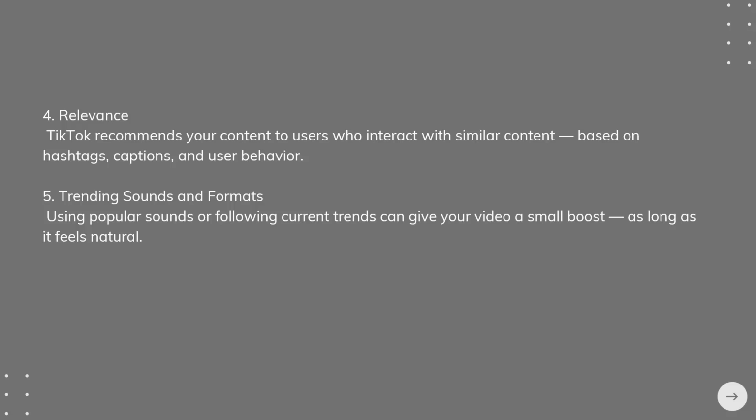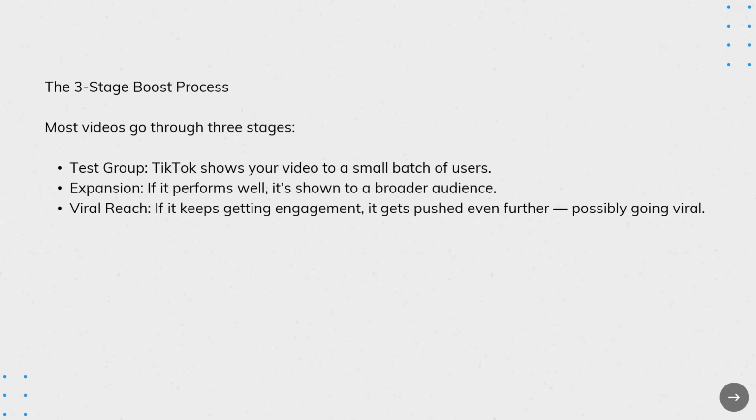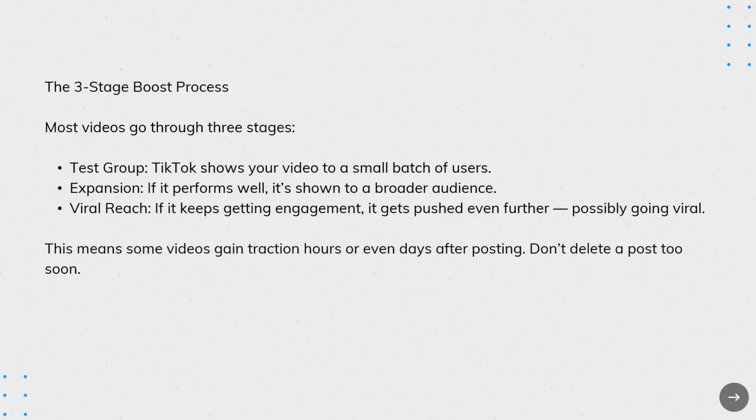The 3-stage boost process. Most videos go through 3 stages. Test group: TikTok shows your video to a small batch of users. Expansion: if it performs well, it's shown to a broader audience. Viral reach: if it keeps getting engagement, it gets pushed even further, possibly going viral. This means some videos gain traction hours or even days after posting. Don't delete a post too soon.